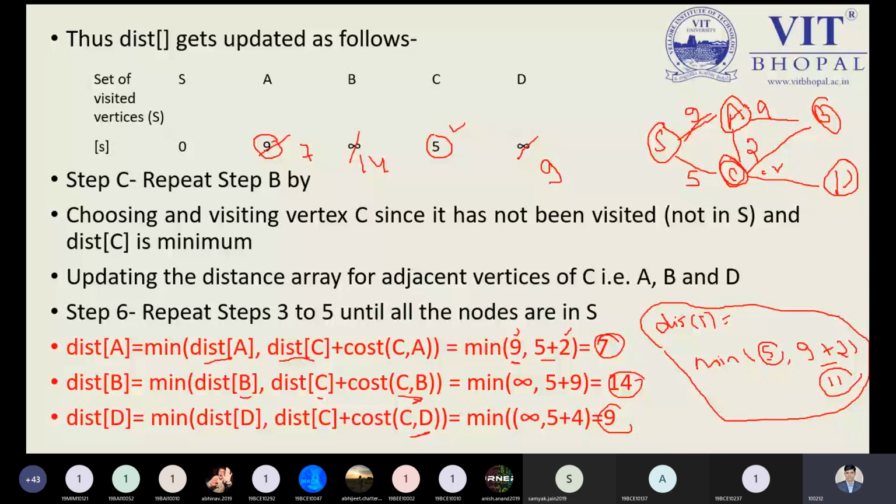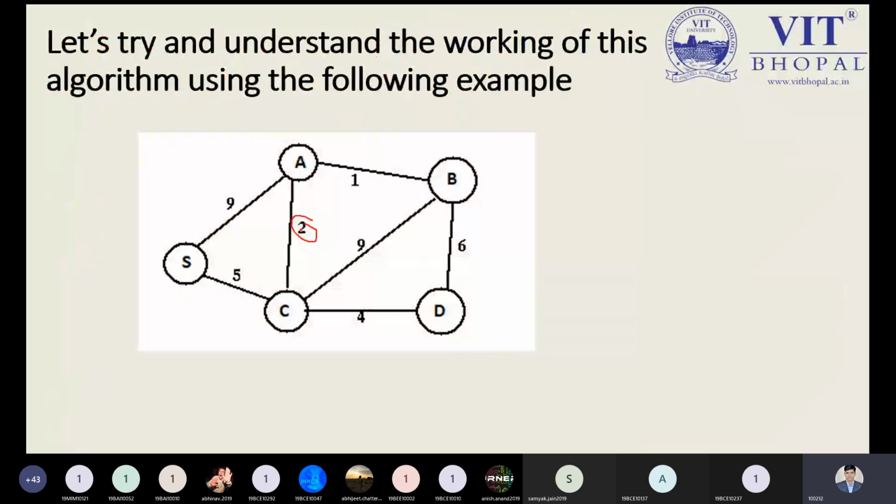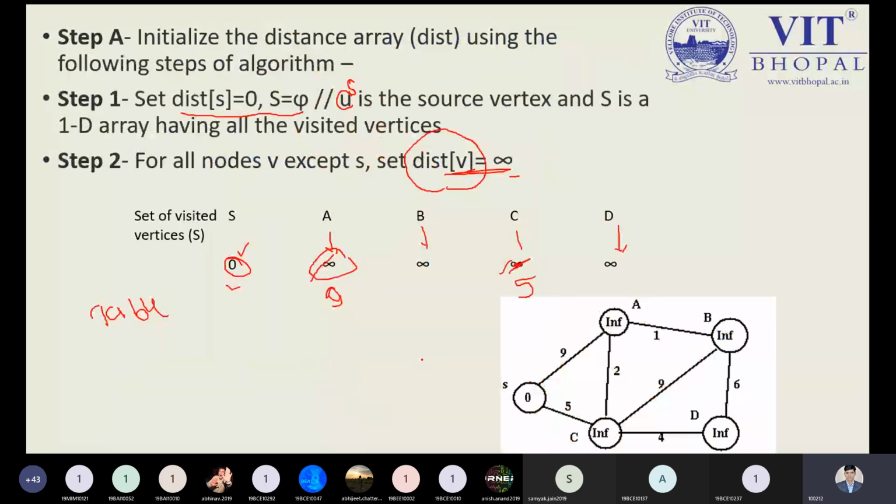Okay, from now C. B is connected by C and D, so from C to B you will compute, and from C to D you will compute. So we have computed.